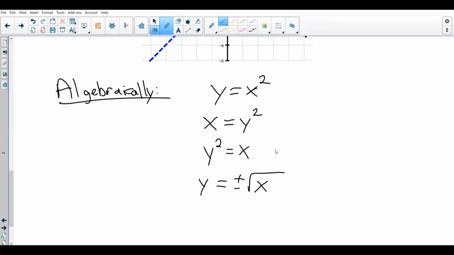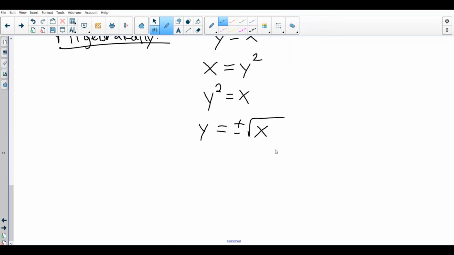Now, I can separate that function, and I can use two functions to create the inverse function.